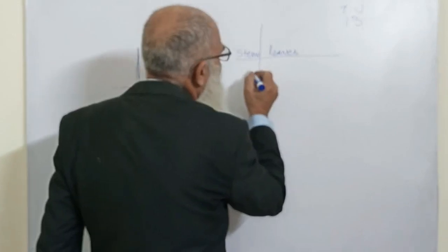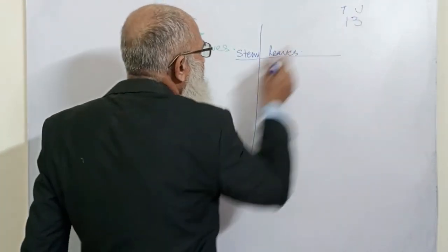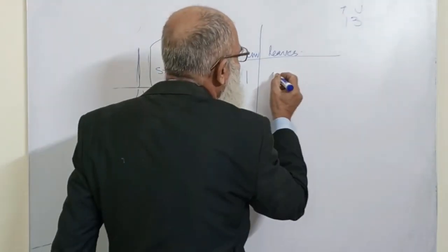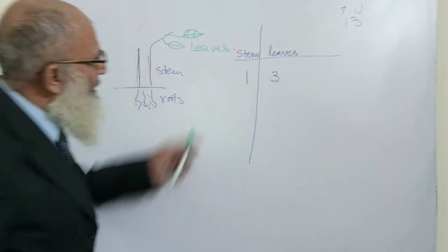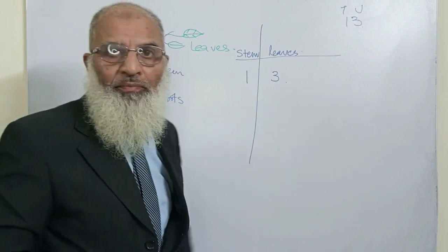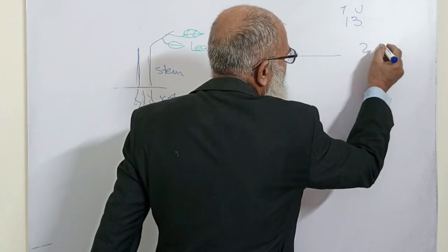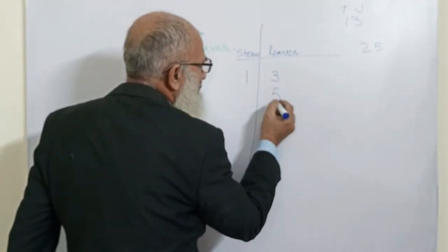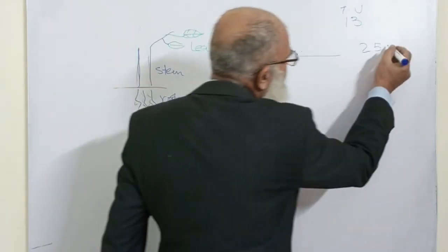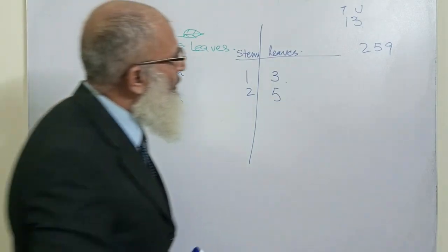So what will it become? That we'll write the 10th digit over here and unit digit over here. It is stem and leaf. Now what will we read it? It is 13. Okay. And if it is 25, so you can write it like this. But if it is 259, what will we do?